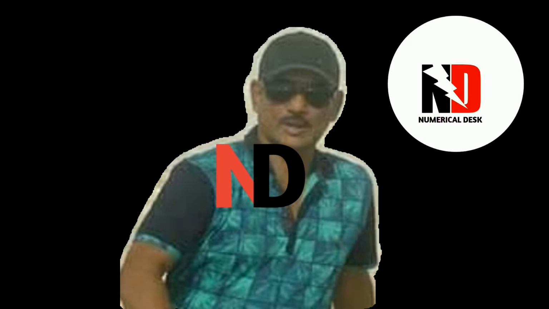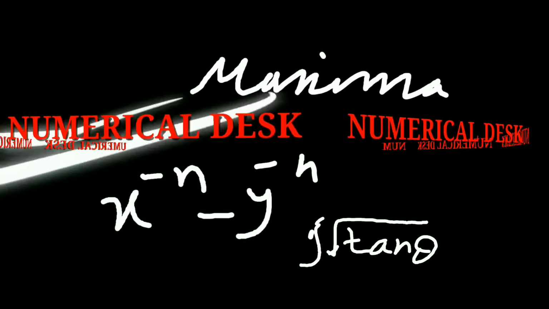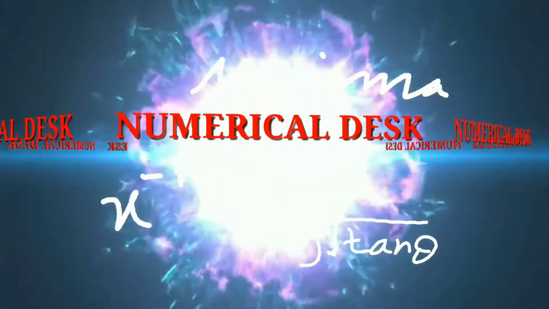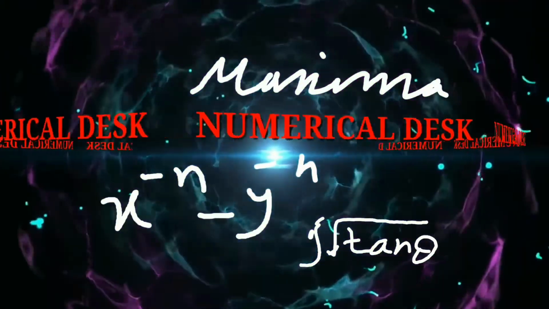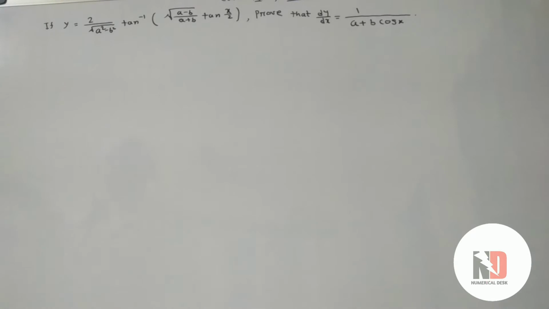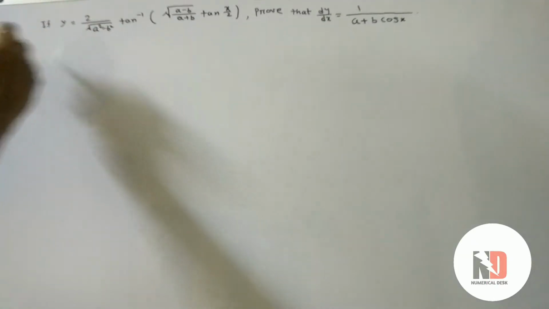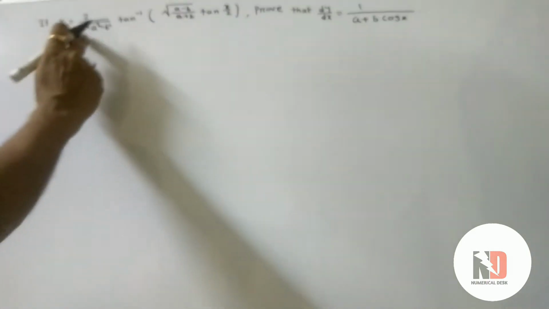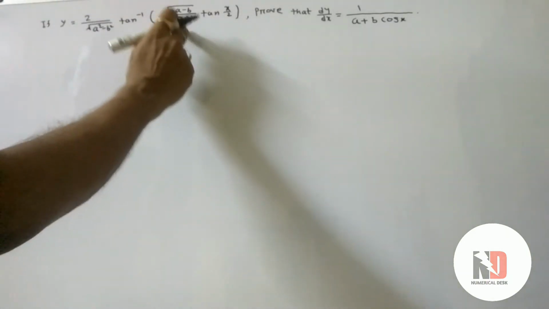Today we shall start another part of calculus, differentiation, long chain rule. Here we have given y equal to 2 by root over a square minus b square tan inverse root over a minus b by a plus b into tan x by 2. Prove that dy by dx equal to 1 by a plus b cos x.